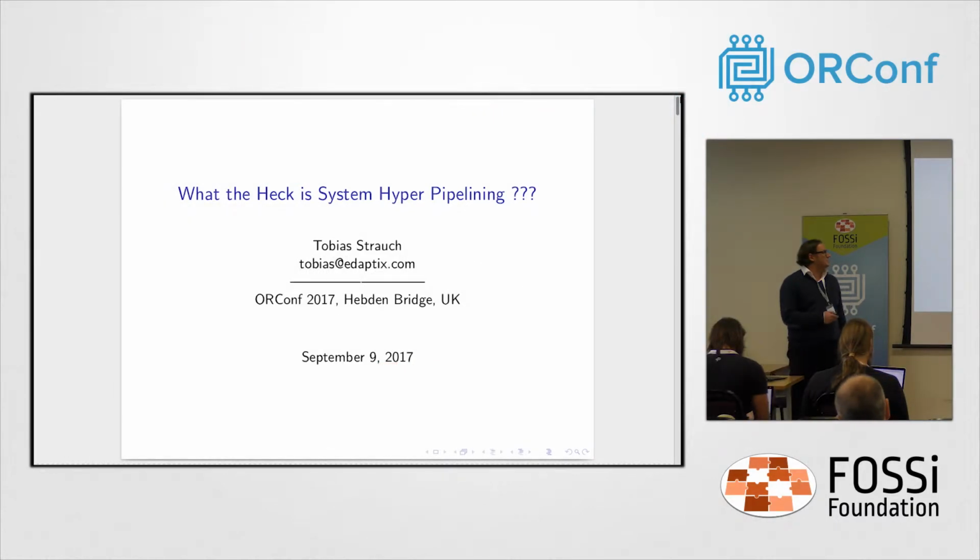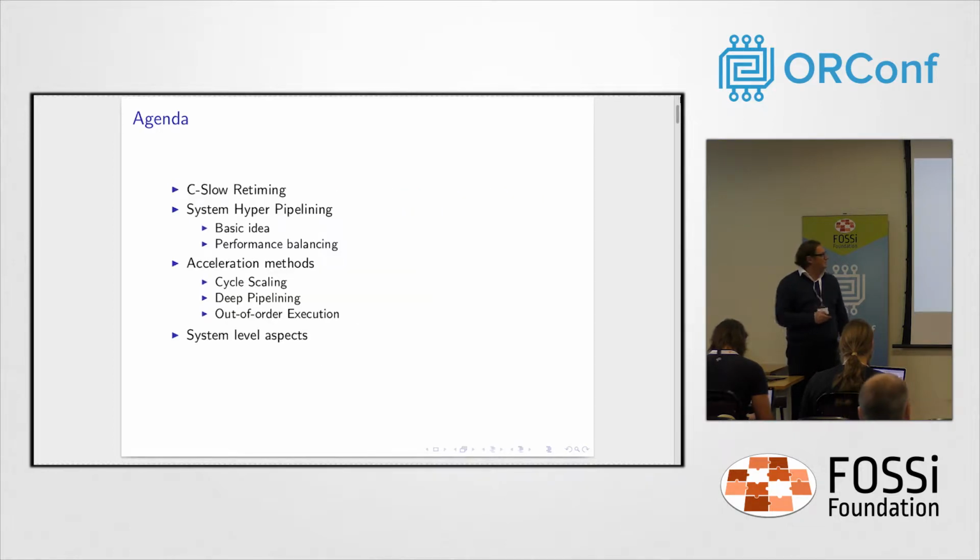My talk is about what the heck is system hyperpipelining, and I'm Tobias from Munich. I will keep it a little bit shorter than this, but system hyperpipelining is based on C-slow retiming. So we'll talk about C-slow retiming, then system hyperpipelining, and some things you can do with it.